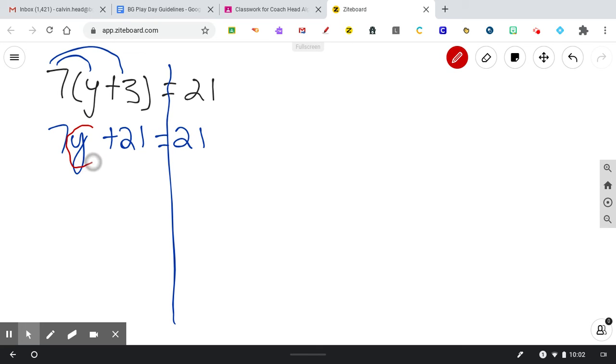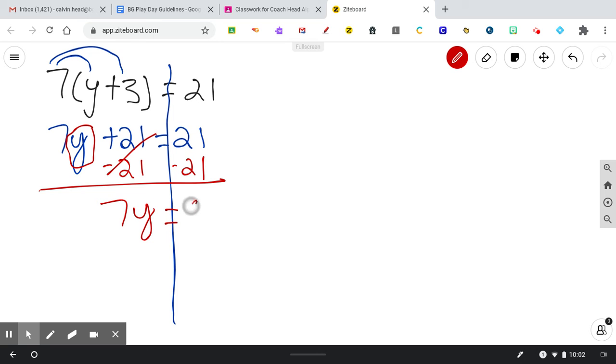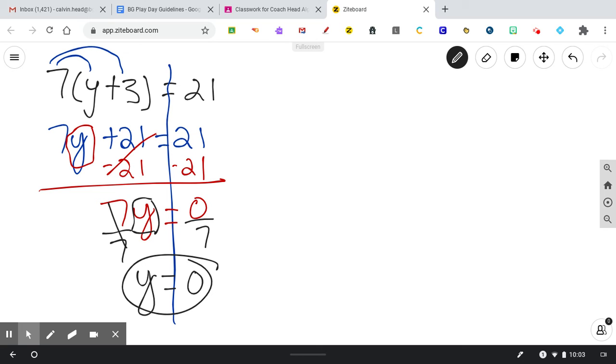Try and get y by itself, so I'm going to move the 21. Remember, what I do on one side, I have to do on the other. 21 minus 21 is 0. And so again, I'm still not done yet because I want to get y by itself. I'll divide both sides by 7. 0 divided by 7 is 0. So y equals 0. That was example number 3.